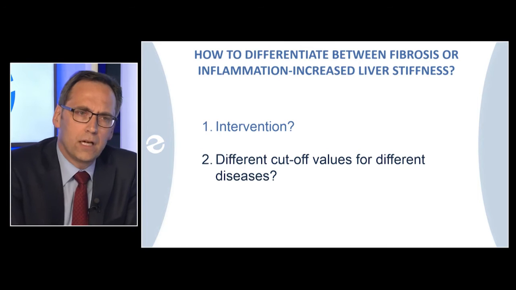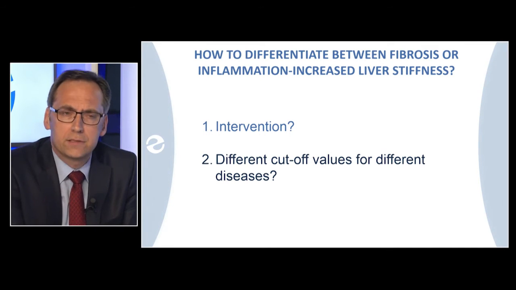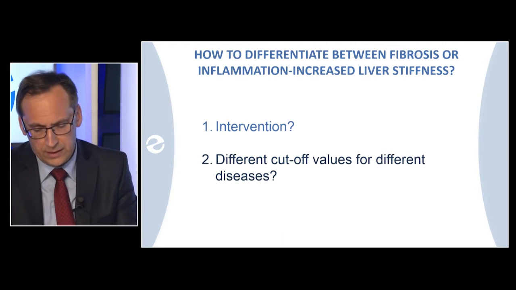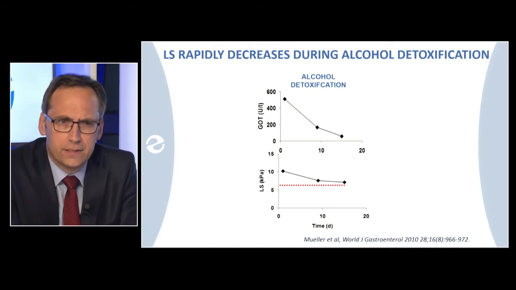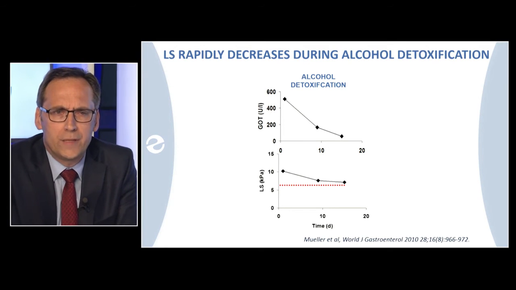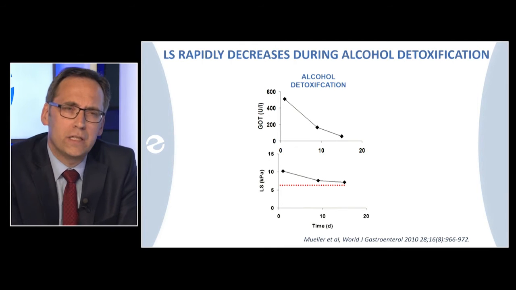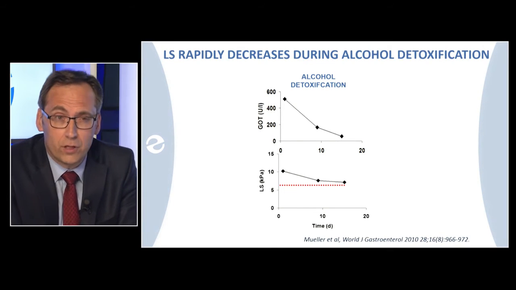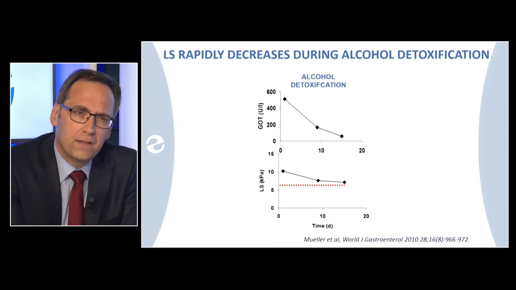So in the next slide, I briefly want to answer this. There are, according to our experience, two strategies. You can either consider an intervention with your patient, or we have proposed inflammation-adapted cutoff values. I want to sum up the first study we performed on this issue in one slide here. This was a study with over 100 patients, but I show you one peculiar patient with quite pronounced steatohepatitis undergoing alcohol detoxification at our unit. What you see in the upper panel, which you don't see very often, is that the transaminase levels, GOT over 400, decreased over 10 days. But what you see in the lower panel is that the stiffness decreases over time.